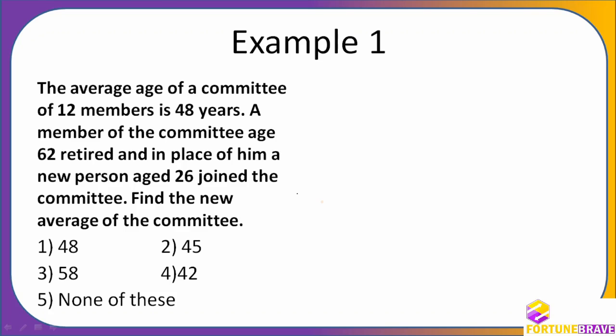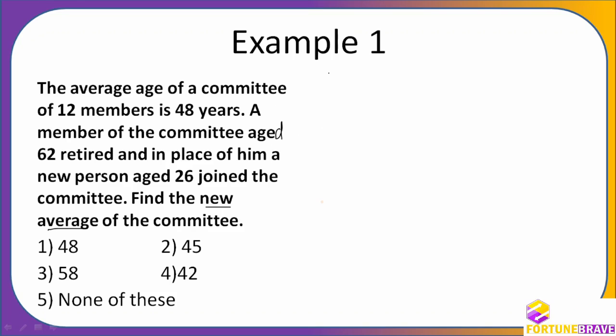The average age of a committee of 12 members is 48 years. A member of the committee aged 62 retired, and in place of him a new person aged 26 joined the committee. Find the new average of the committee. Now here they have given you all the data. From this you have to find out the new average. From this we are going to learn a lot.